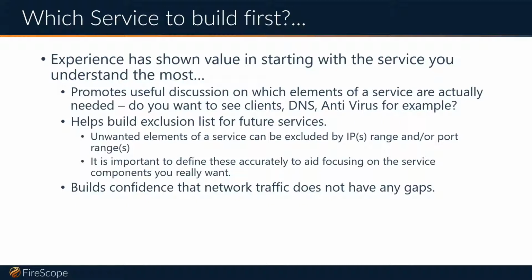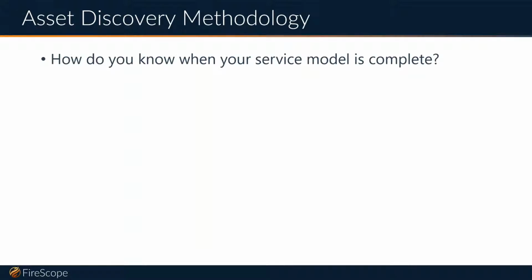If there's one switch that isn't sending us data, we're going to have a gap, and we need to bridge that gap. We can't have gaps because we can't follow the flow of data without it. So it just builds that extra bit of confidence. How do you know when you've built your service, when it's complete?